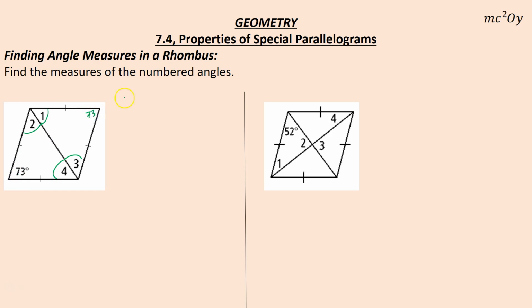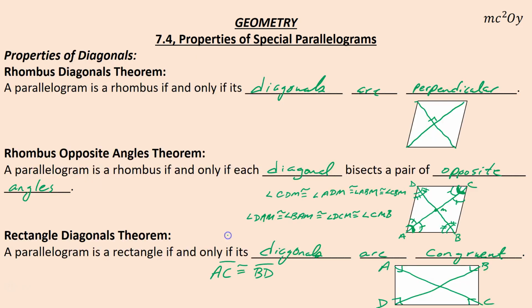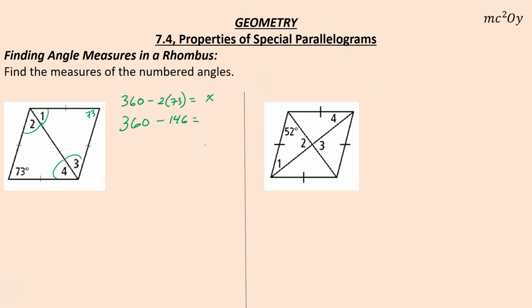So that means if this is 73 and it's a parallelogram, opposite angles are congruent, that is 73. So out of 360 total degrees in a quadrilateral, we've taken up 2 sets of 73. Okay? And so 360 minus 2 times 73 is 360 minus 146, which is a grand total, and we'll just call this X here, okay, which is a grand total of 214.